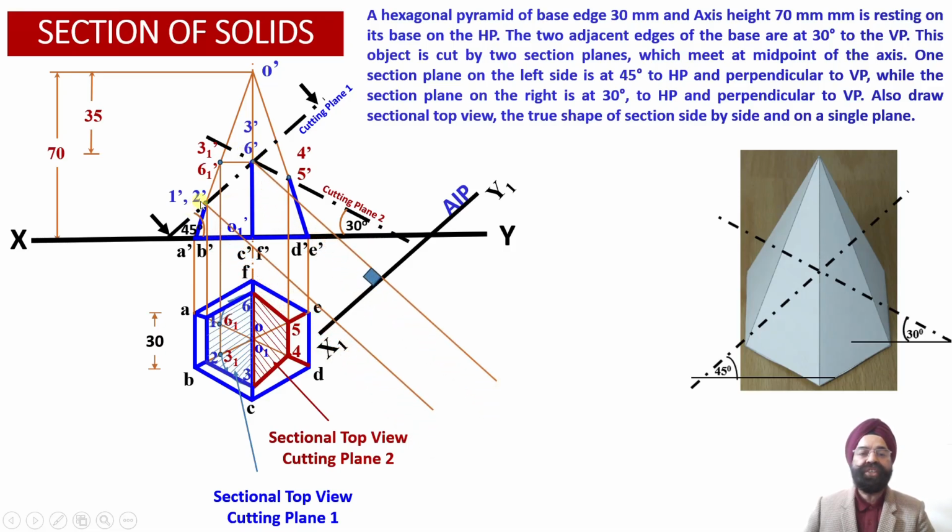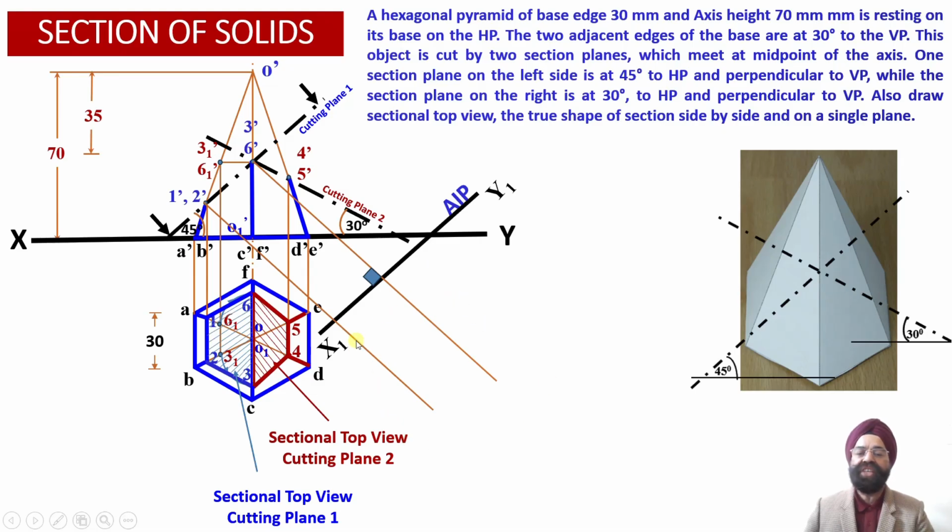Now the projectors drawn through the points 1 dash and 2 dash, and through the points 3 dash and 6 dash, will provide us with the true shape projections corresponding to the cut section number 1, corresponding to the cutting plane number 1. So how will the true shape projections be obtained? We already know that onto the auxiliary inclined plane, which is drawn parallel to this cut section number 1, we are going to obtain the true shape using the auxiliary plan view.